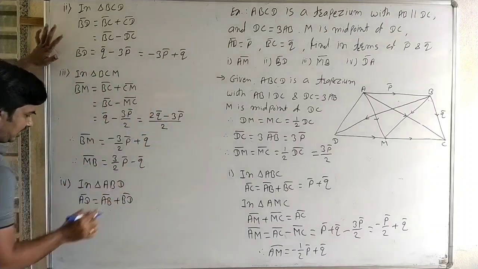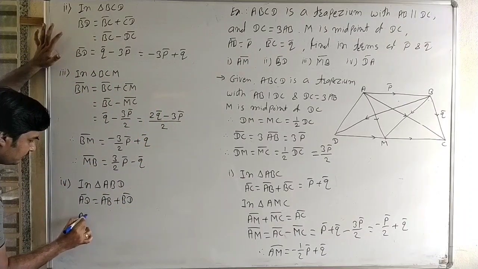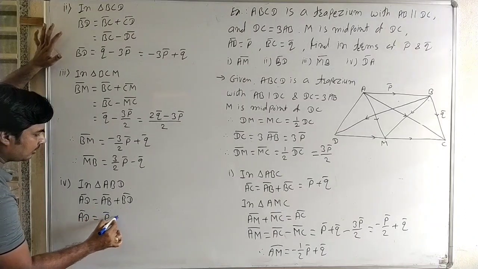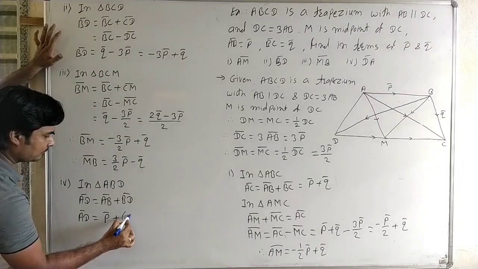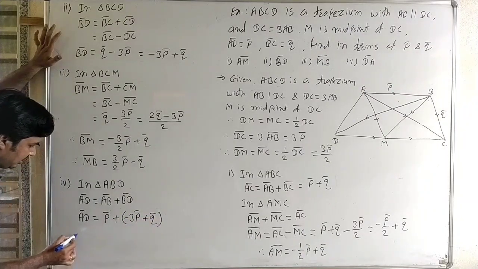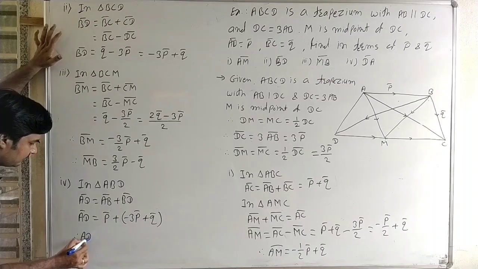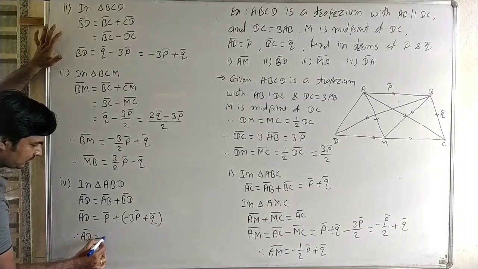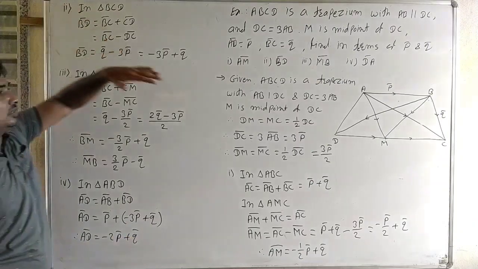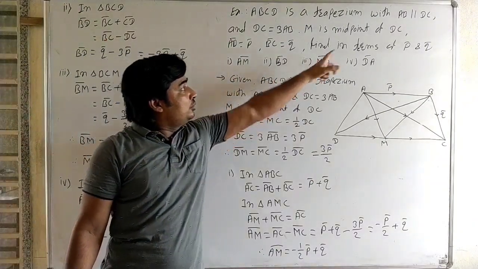Therefore AD is equal to p bar plus minus 3p bar plus q bar, and therefore AD is equal to minus 2p bar plus q bar. Okay, these are the answers of these 4 questions.